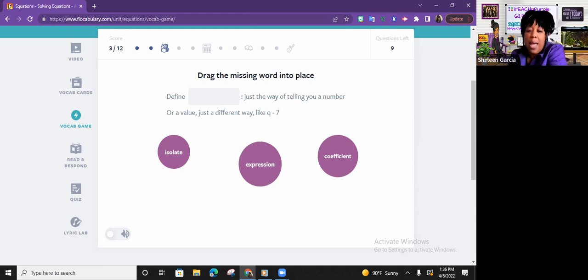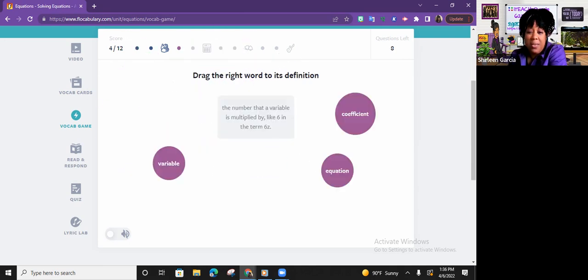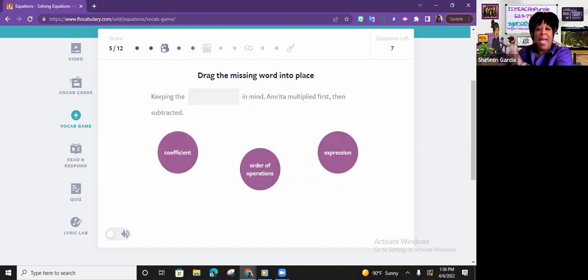An expression cannot be solved because there's no equal sign. You can only solve an equation if it has an equal sign. The number that a variable is multiplied by, like 6 in the term 6z. Now look at where that 6 is. Is that a variable, an equation, or a coefficient? Yes, Adolfo, good job. They cohabitate, they got married, so they can multiply.